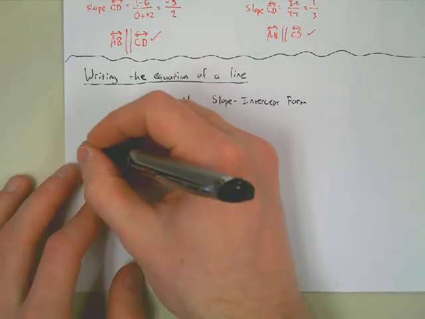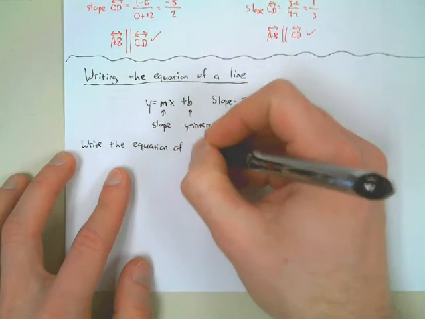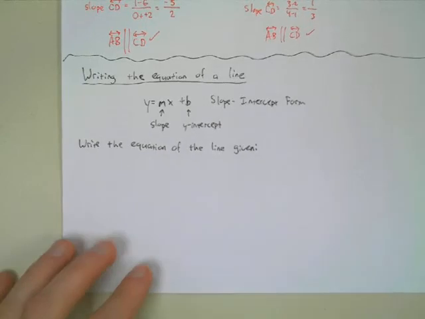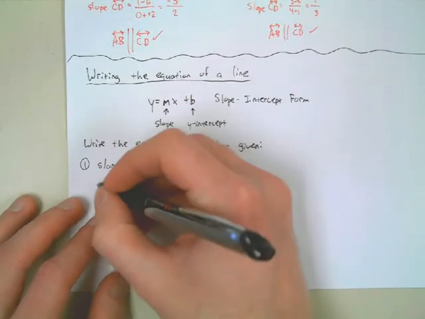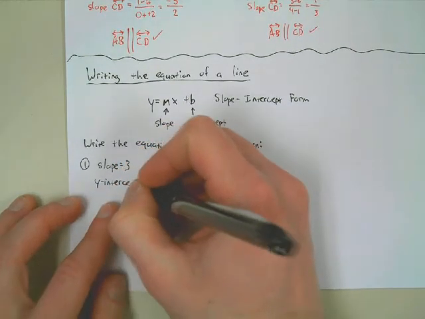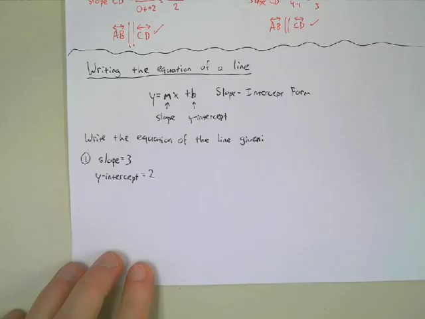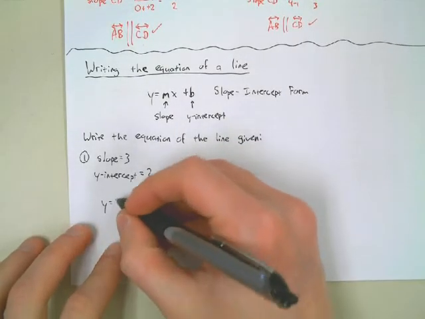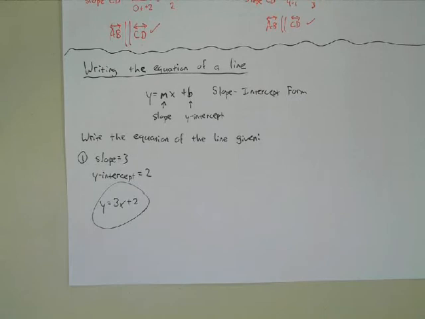So let's write the equation of the line given the slope is 3, and the y-intercept is 2. Slope is 3, y-intercept is 2. This is the easiest type of these problems. If the slope is 3, what's the m going to be then? It's 3x, plus 2, exactly right. The b, the y-intercept, is 2, so there's the equation, that's it. That's all the work you have to do. That's the easiest way to do it.